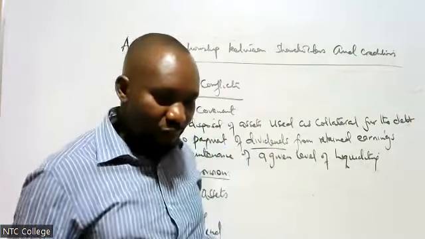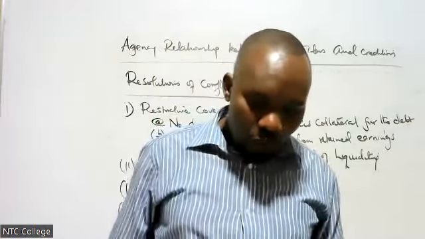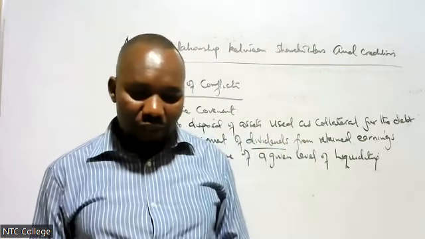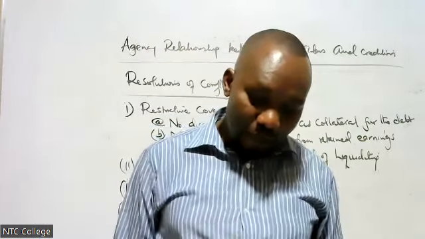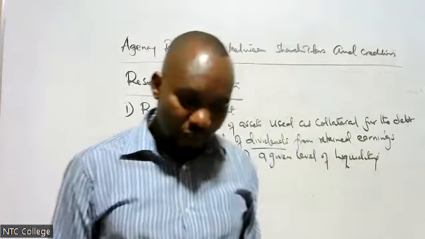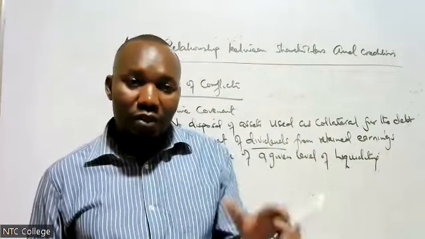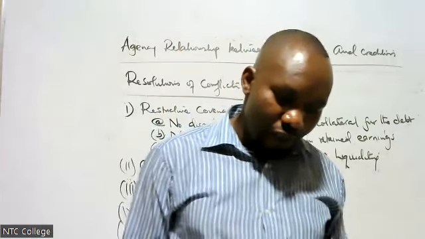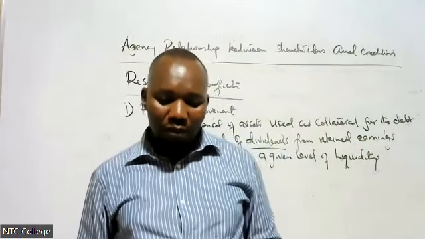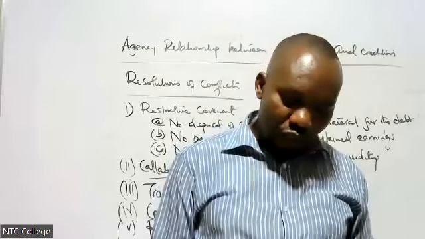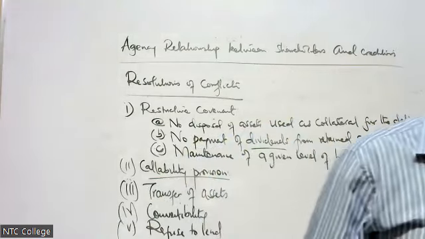Under representation, the lender or bondholder may demand to have a representative in the board of directors. They want somebody to be part of the board of directors on the side of the borrower to oversee how the funds are being utilized.